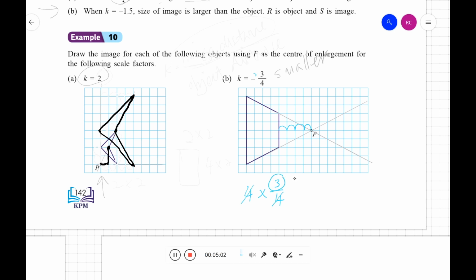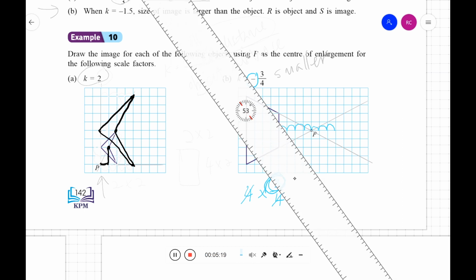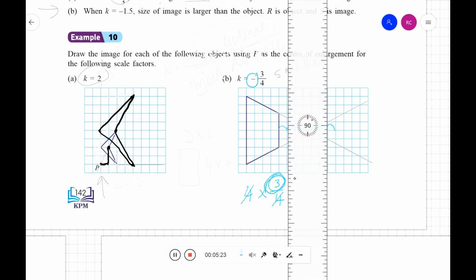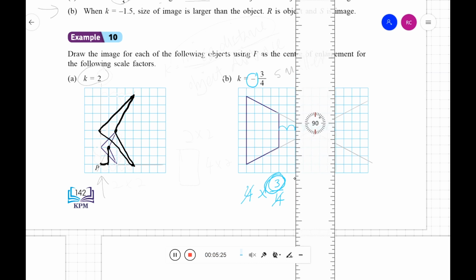And then when it comes to negative, meaning that the image is opposite the object. So it will be 3 boxes opposite the object. Therefore, I'm going to move 1, 2, 3 to the right to get the line. So the line over here, it will be this line. Okay, I'm going to draw using black color because 3. Okay, done. So next one.